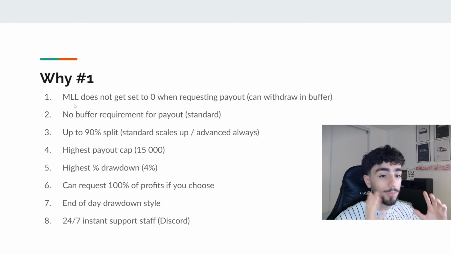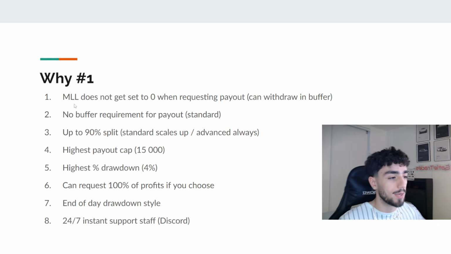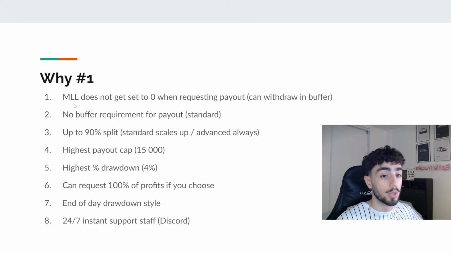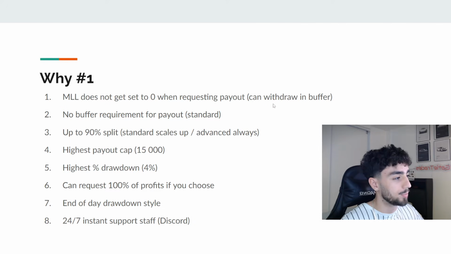So why they're my #1. This is the most important slide in my opinion, and I'm just going to break down everything here very quickly. The maximum loss limit, which is the number that your account cannot reach or you blow it, does not move to 0 when requesting payout. So in simple terms, you can withdraw payouts inside the buffer. You do not need a buffer to request payouts.